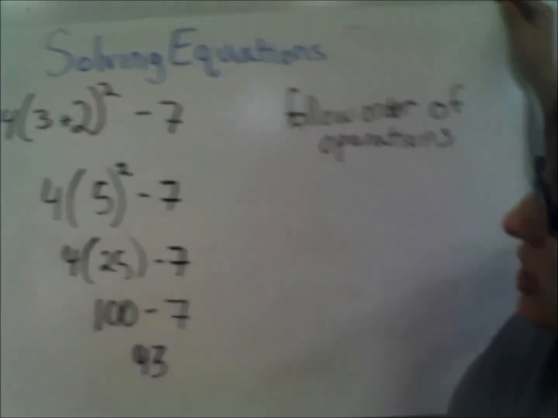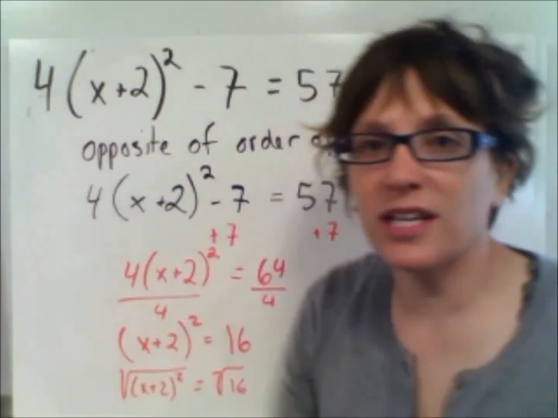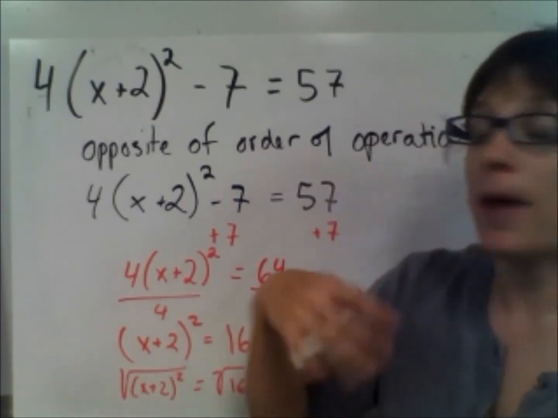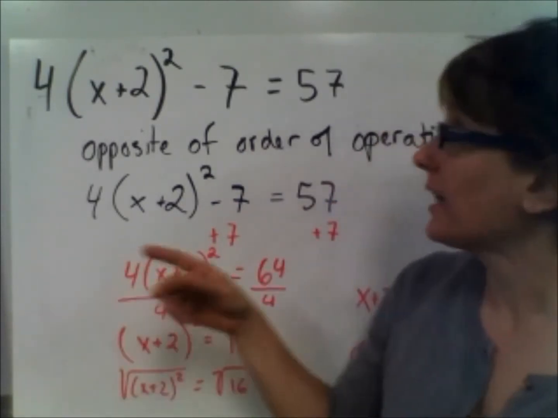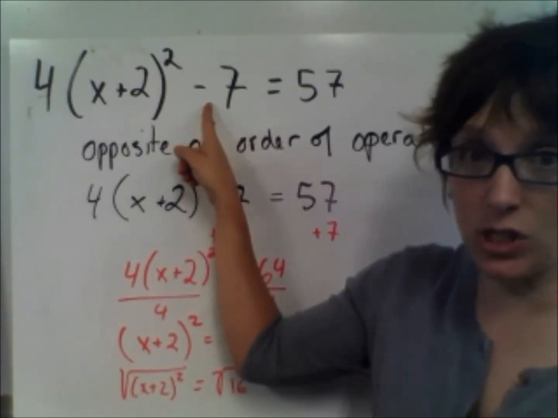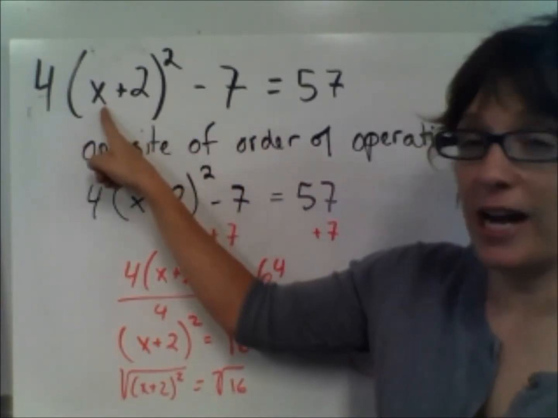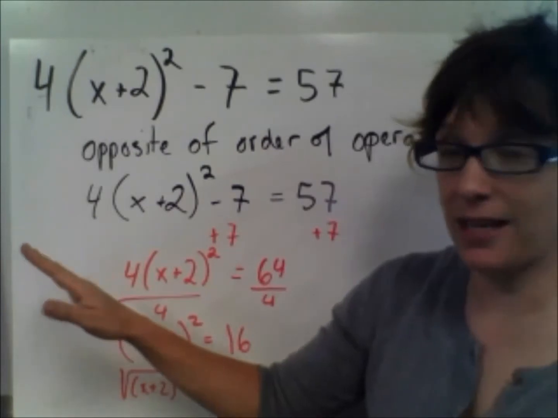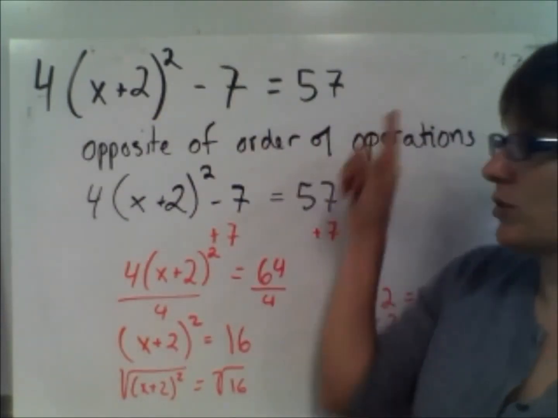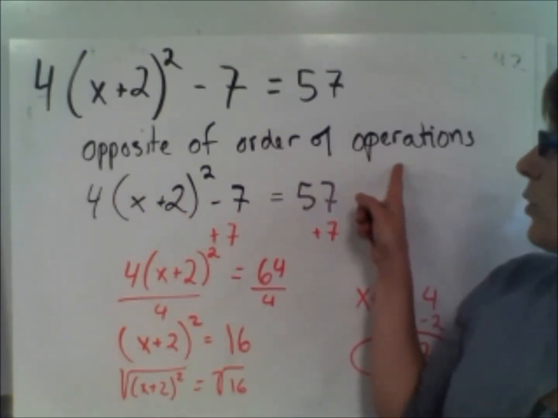When we're solving equations, we do the exact opposite. We do the opposite of order of operations. PEMDAS, please excuse my dear Aunt Sally, the last thing you would do is subtract. So that's going to be the first thing we do to solve this equation for x. That means get x by itself. You want to move everything that's over here to the other side of the equal sign.